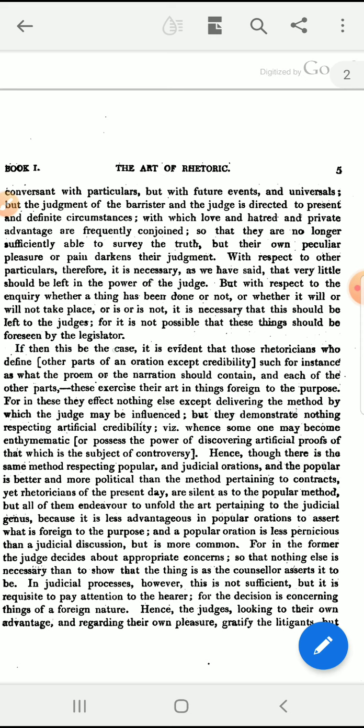Aristotle goes on and says, if then this be the case, it is evident that those rhetoricians who define other parts of an oration except credibility, such, for instance, as what the proem, the introduction that is, or the narration, where the speaker gives an overview of the events in the case, should contain, and each of the other parts of an oration, these exercise their art in things foreign to the purpose. These matters of how to compose an oration and what parts an oration should consist of and how these different parts should be composed, Aristotle is saying the courts should not even need the litigants to provide that information.